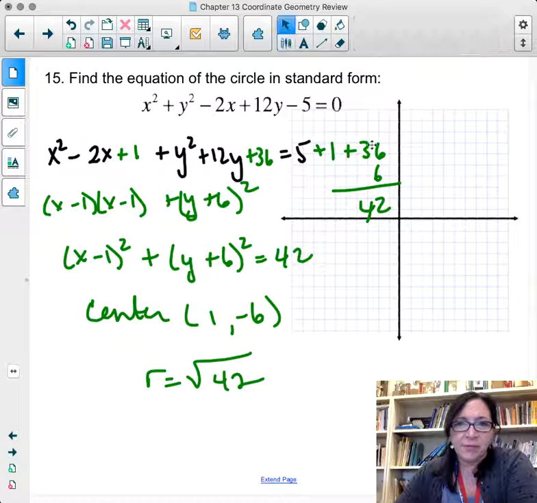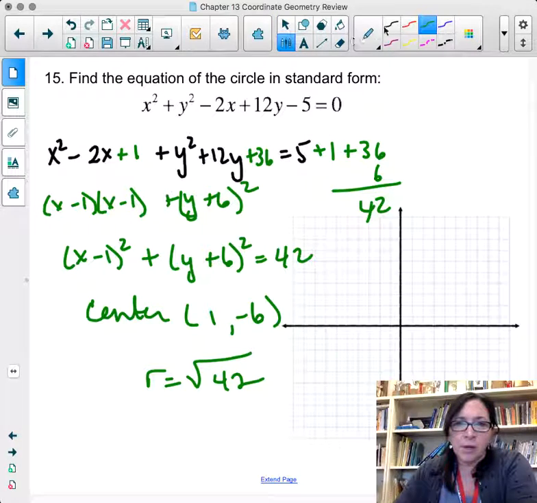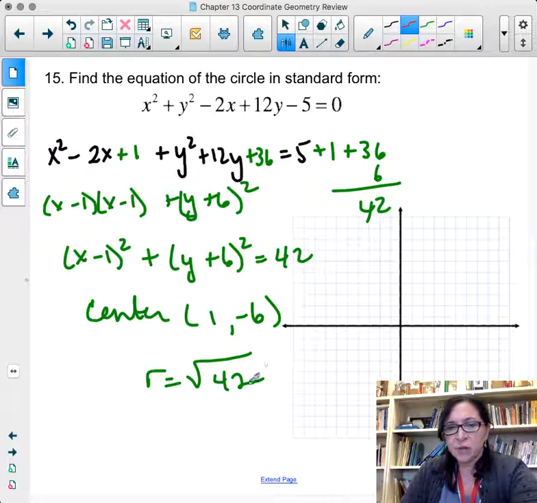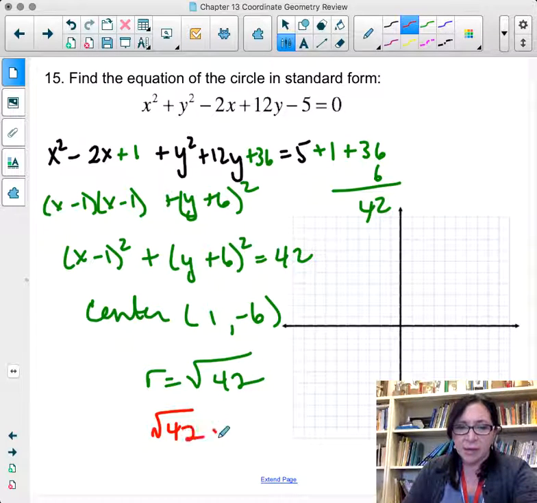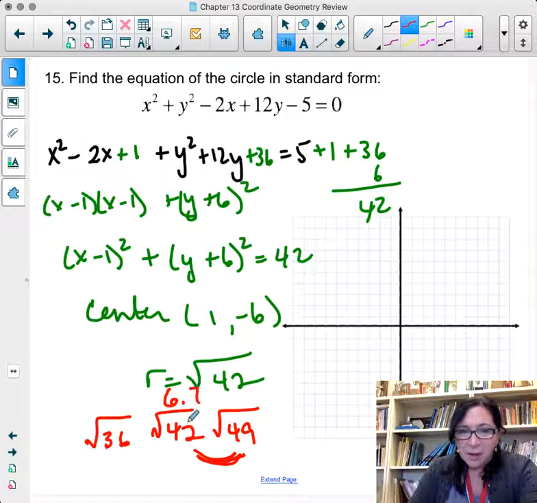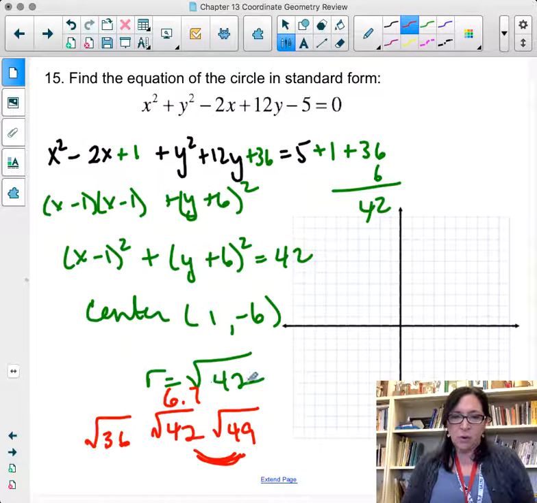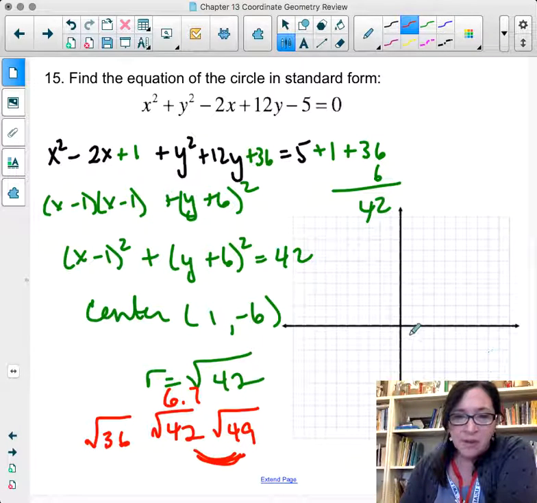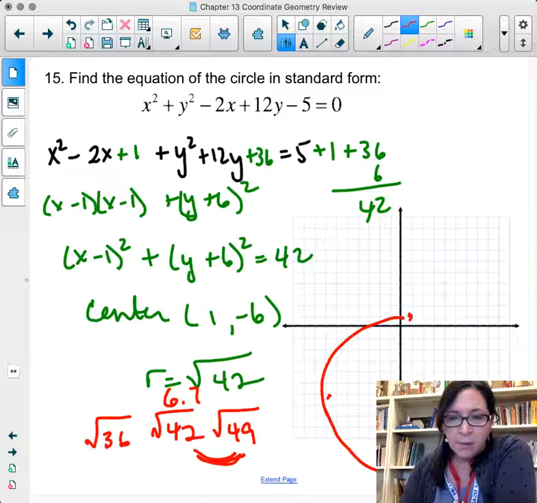So if I wanted to graph this, I would approximate this. I would start off over 1, down 6, and there's my center. And then my radius is the square root of 42, which without a calculator is in between the square root of 49 and the square root of 36. Since this is closer to 49, my answer is going to be like 6.7 or 6.8. It's not in between, so it's going to be closer to the 7 than it is to the 6. So we would go over 6.7, up 6.7, over and down. And so your graph would look something like that.